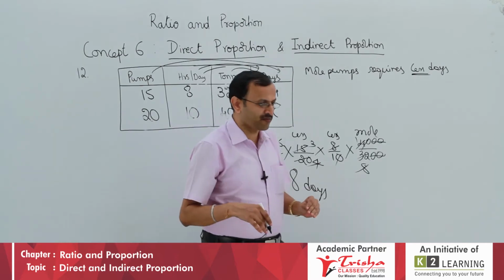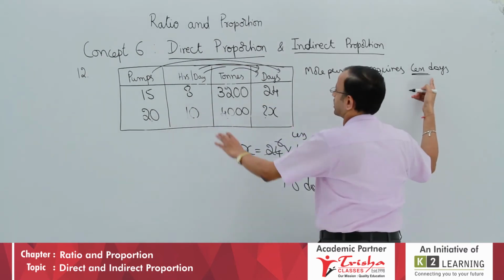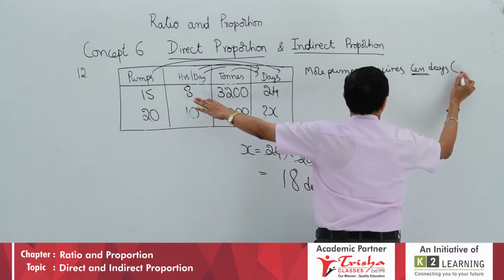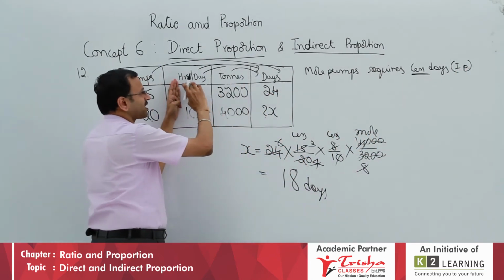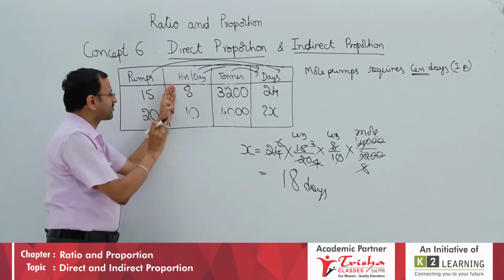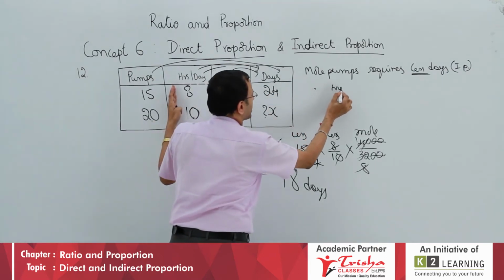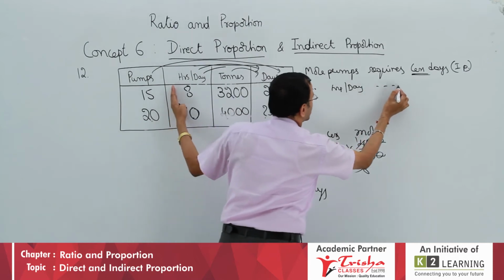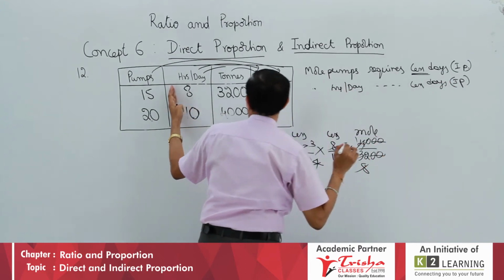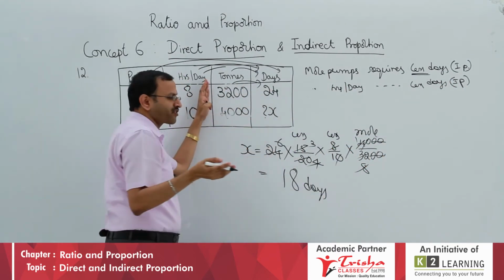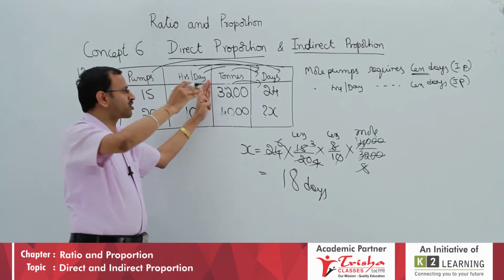So, if it is in the examination, how do you write it? First line, more pumps require fewer days. So, more and less, which proportion? Indirect proportion. Next line, 8 hours per day, 24 days. If there are 10 hours per day working, daily working is more, so again it requires fewer days. This is also indirect or inverse proportion. Last one, to lift 3200 tons of water, 24 days, and 4000 tons of water to be lifted.